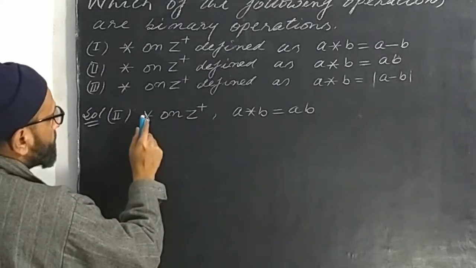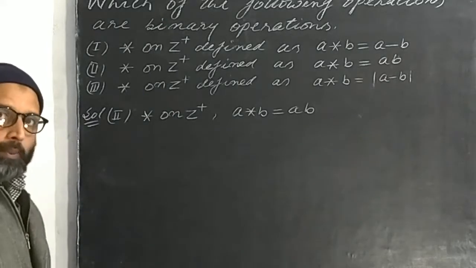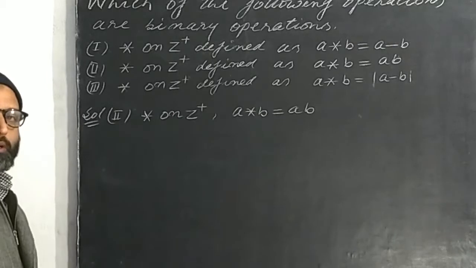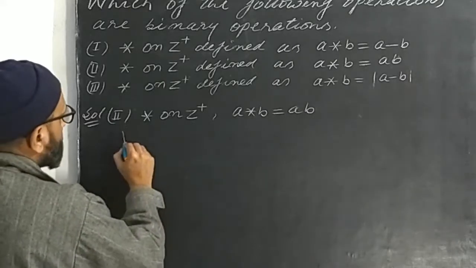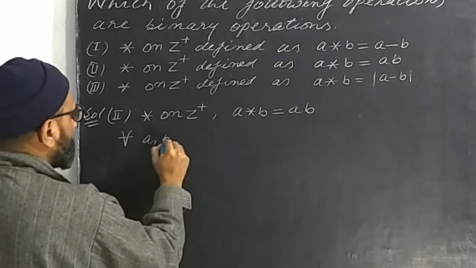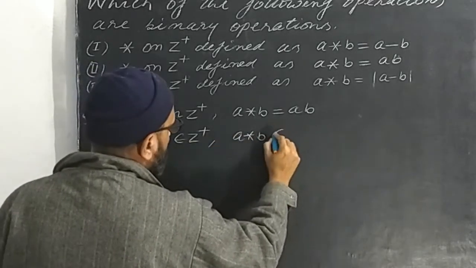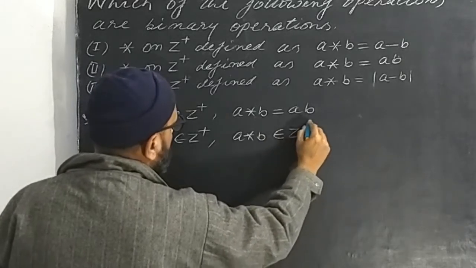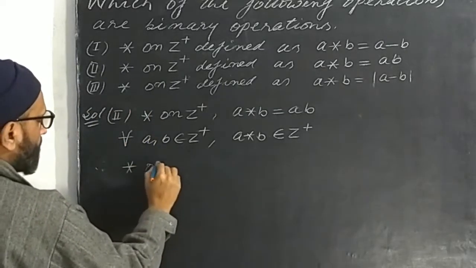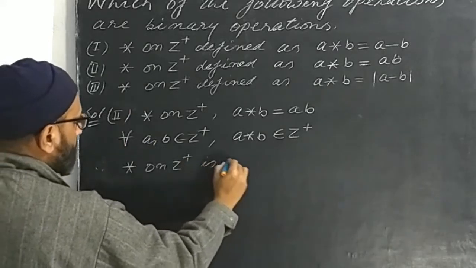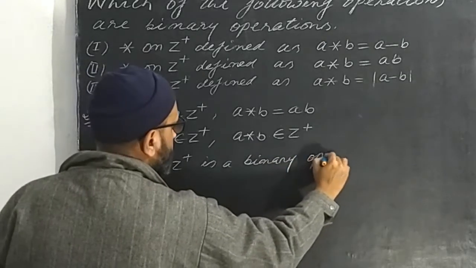As you see, star is defined on Z plus, which is a set of non-negative integers, and as we know, the product of any two non-negative integers is always a non-negative integer. So we may say that for all a, b belonging to Z positive, a star b always belongs to Z positive. So here star on Z positive is a binary operation.